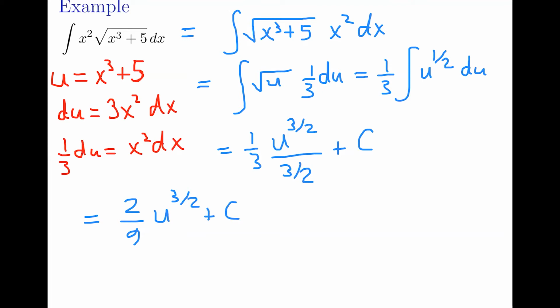plus c. And at this point, we're going to write the letter u in terms of what it originally was, which is x cubed plus 5. So this is 2/9 times x cubed plus 5 to the 3/2 power plus c. And that's our first review example of how substitution works.